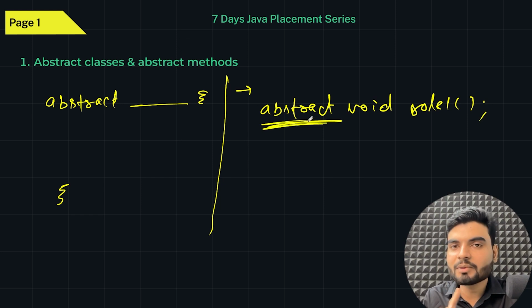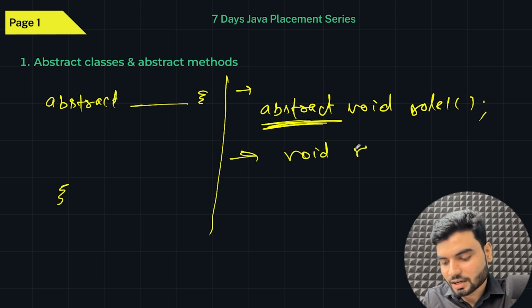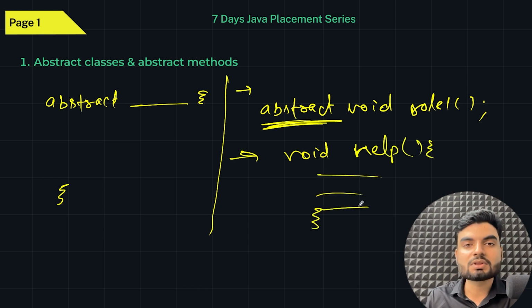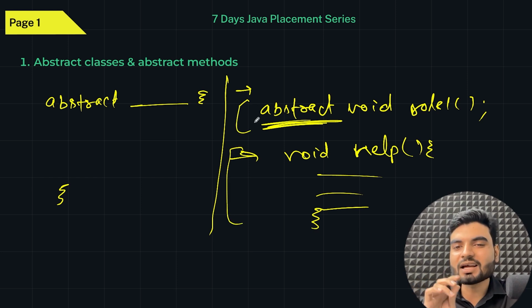An abstract method will never have a body, but a concrete method will. So let's say I have a method here, void, and I call it, let's say, help. In this case, here we are putting the body, which means you'll put some content. So this is a concrete method, while this is an abstract method. You're getting my point, right? So that's what the abstract method and concrete method are.